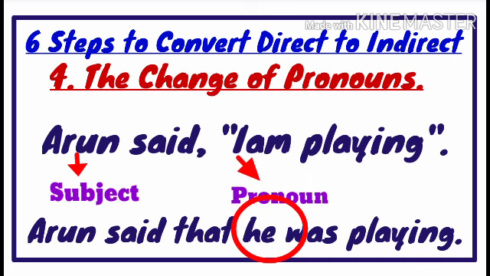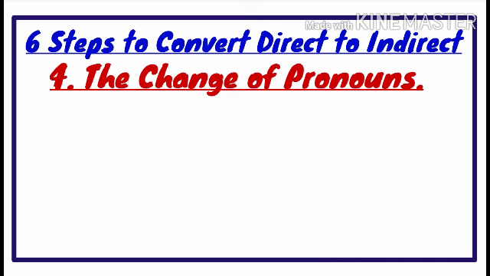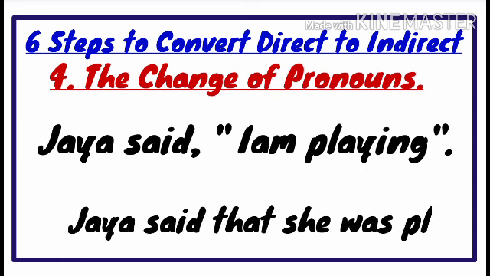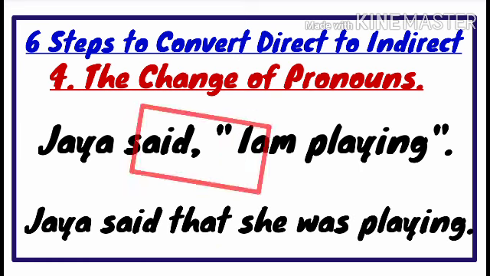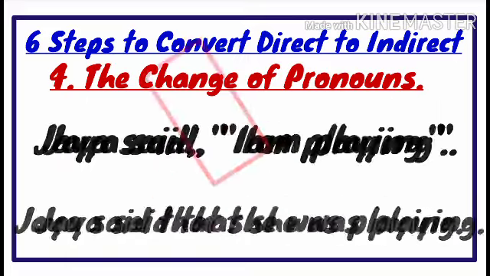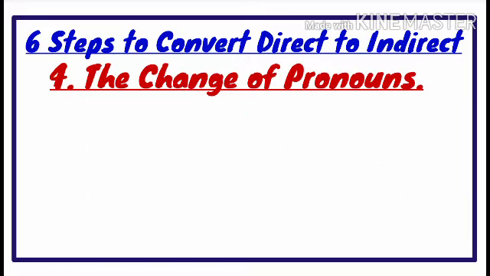Because subject is Arun. Another sentence, Jaya said, I am playing. Here we just made a change of the name of the subject, male to female. Jaya said, I am playing. So it will be changed to Jaya said that she was playing. So here I changed to she because the subject is Jaya. Now let's understand how the second person of the pronoun changes. Second person means you and yours.